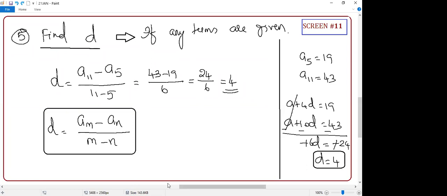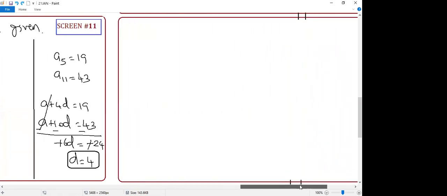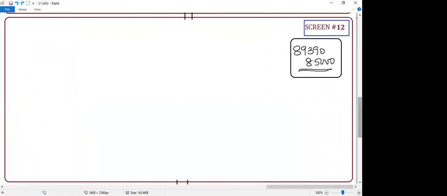Clear or not? Easily. If you apply this formula, you can solve all the questions, whatever you have. My request is you can do all the sums once again with the formulas which I shared with you. Right now, the time is 9. Okay, so guys, I will do the problems in the next class.